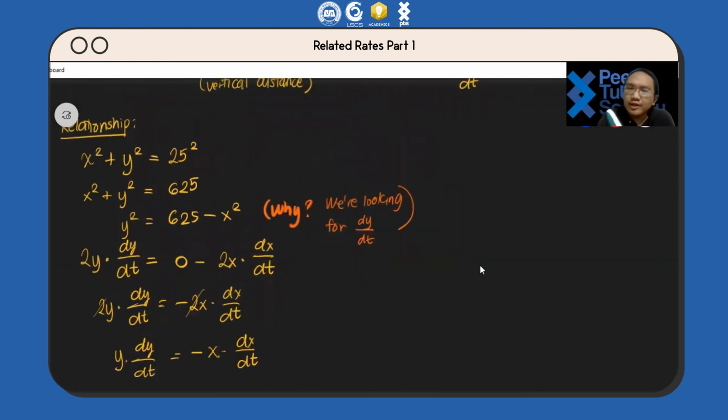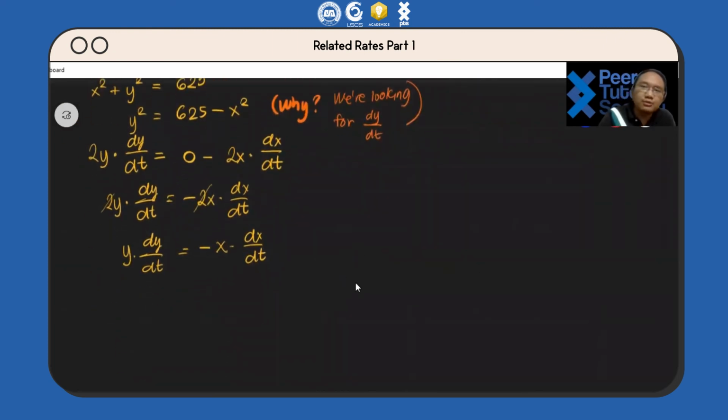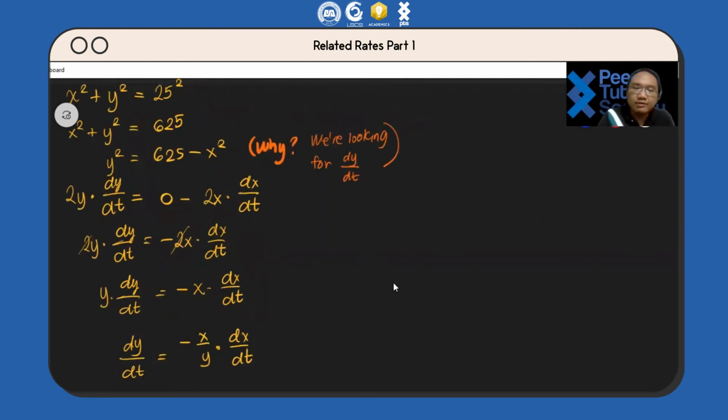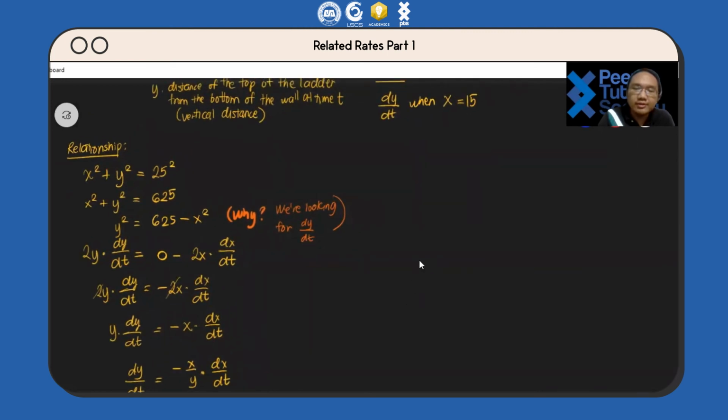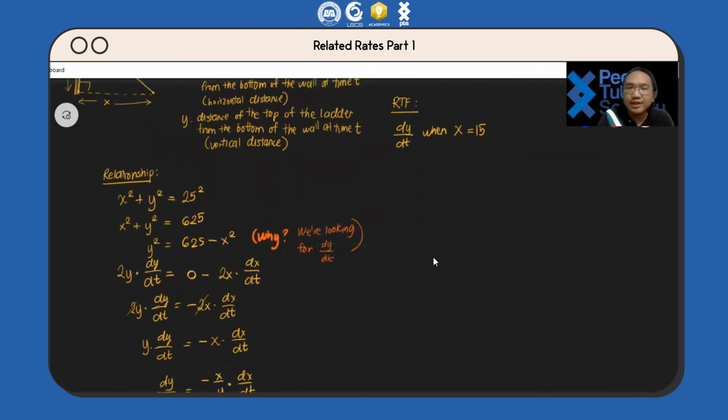What are we looking for again? We're looking for dy/dt. So we just want to isolate dy/dt alone. So dy/dt will be negative x over y multiplied by dx/dt. And finally, we have found a way to relate our variables together, as is the goal of related rates.